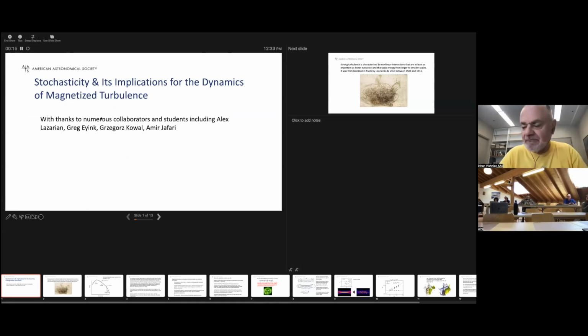So I am going to give a fairly informal talk about some aspects of stochasticity and what it does for understanding of magnetized turbulence, which is a surprisingly contentious field long after our views of hydrodynamic turbulence have converged. There are a lot of outliers in this area and with varying relationships to reality.